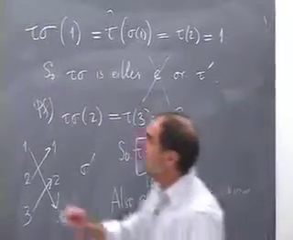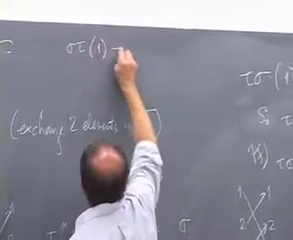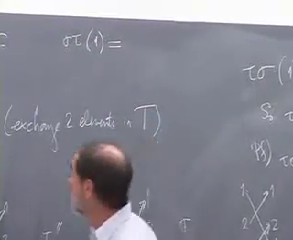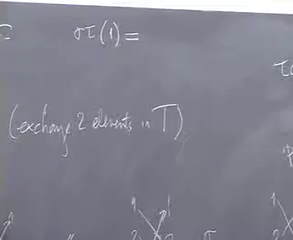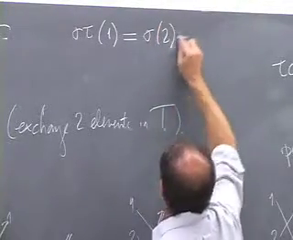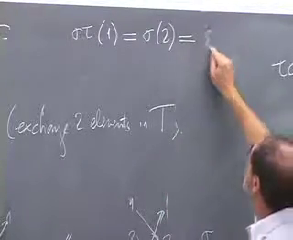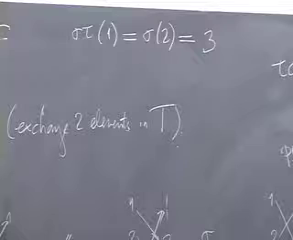We've got that. Let's now compute what sigma tau is. Well, we'll compute sigma tau by computing it on 1. Okay, we start off by tau of 1 is 2. So this is sigma of 2. And sigma of 2 is 3. So sigma tau of 1 is 3.